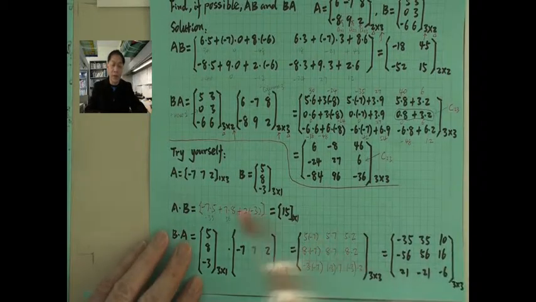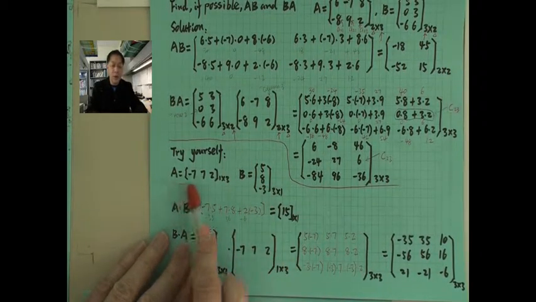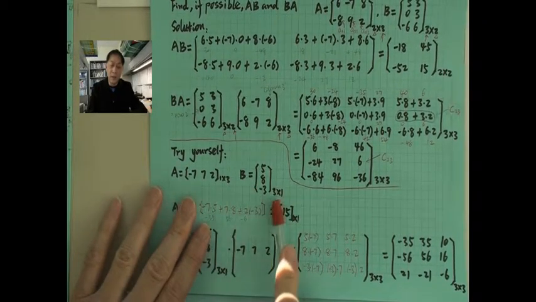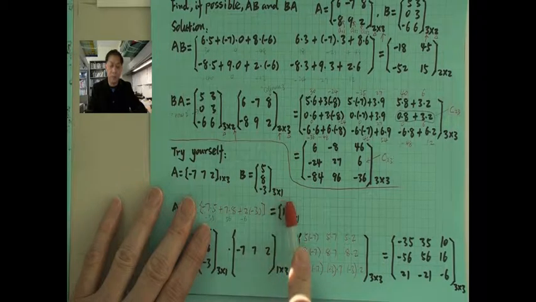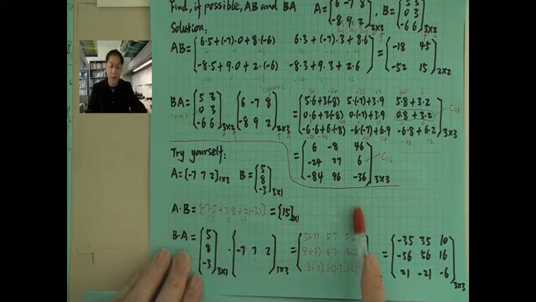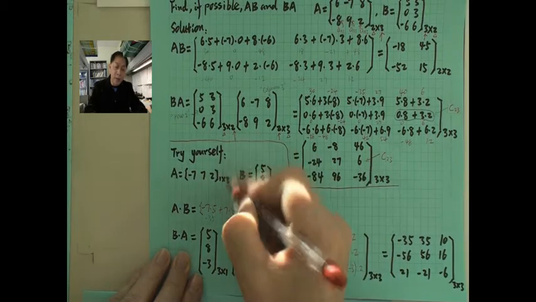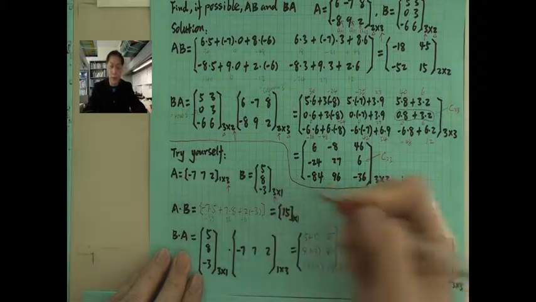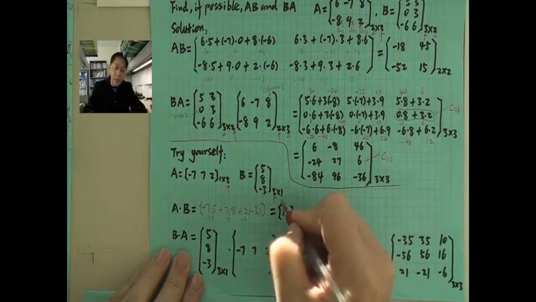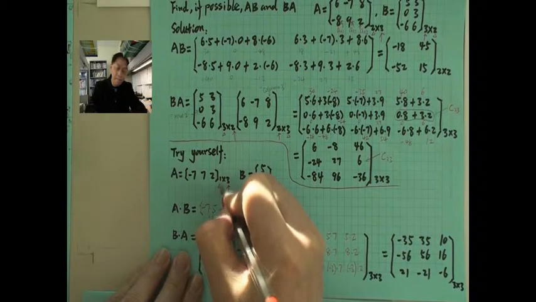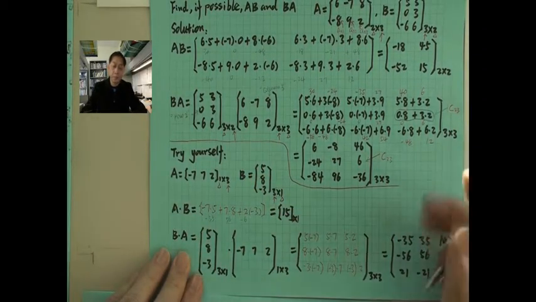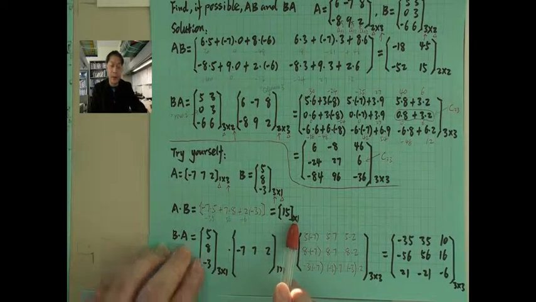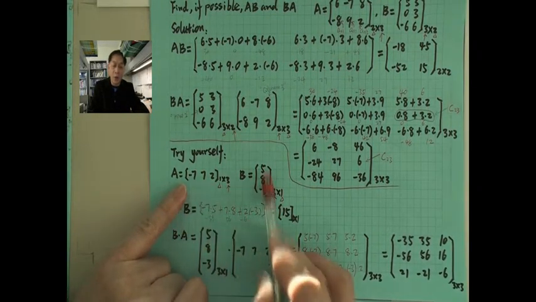Now let's look at this one. Try yourself. Here A has only 1 row but 3 columns. Here B has 3 rows, 1 column. How to do A times B? Again, you want to check if the number of columns equals the number of rows. They are equal. And you should end up with 1 by 1.